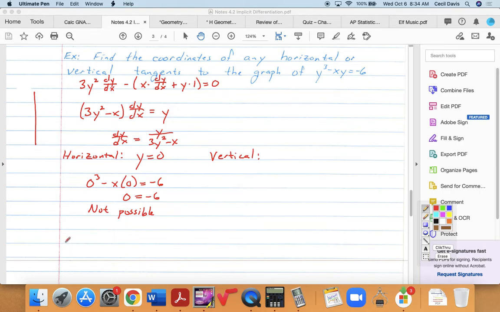So the denominator has to be equal to 0. All lines are straight there. So 3y squared minus x has to be 0, which then implies x is equal to 3y squared.